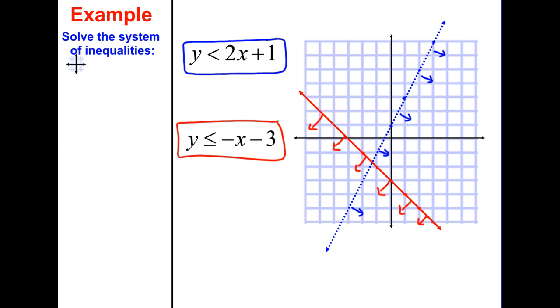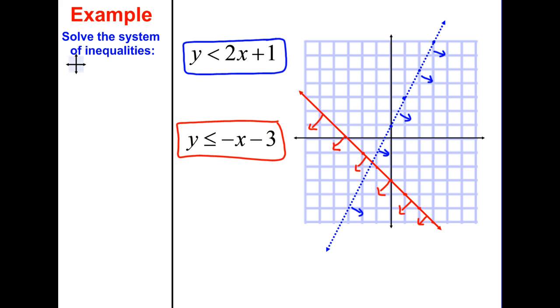Now, the actual shading of our system of inequalities. First, let's talk about it. If this was just a system of equations, this would be our solution. We'd only have one solution. But this is a system of inequalities, so that means there are infinitely many. What we have to do is look at the region that both ways would shade to.